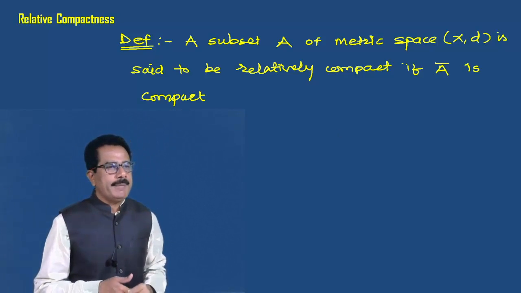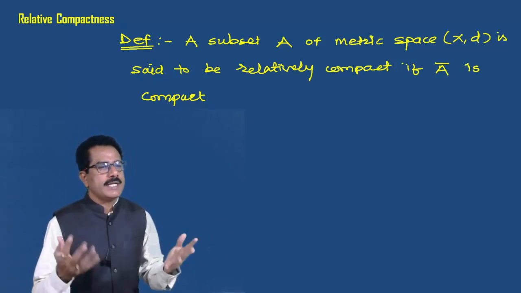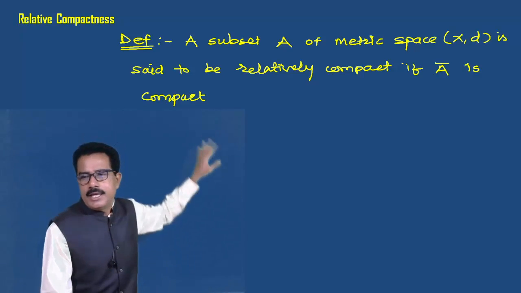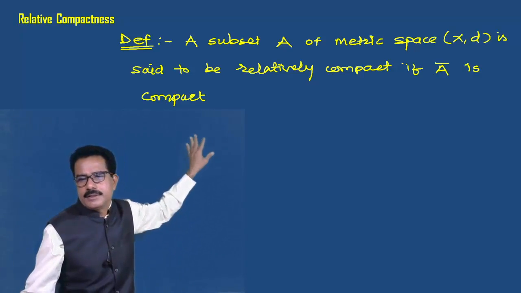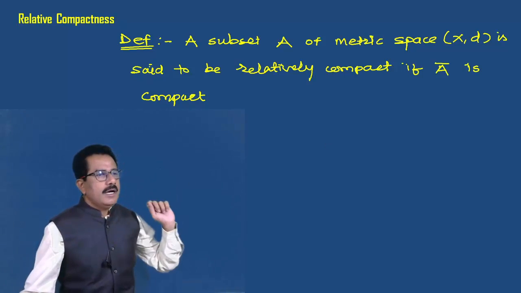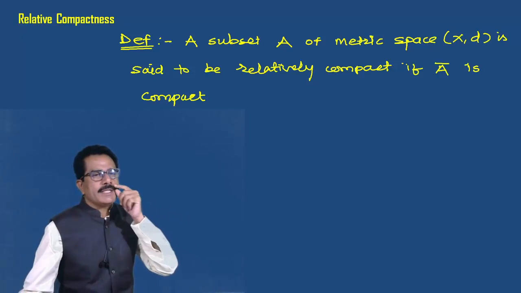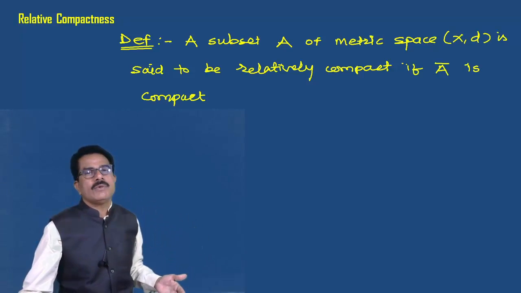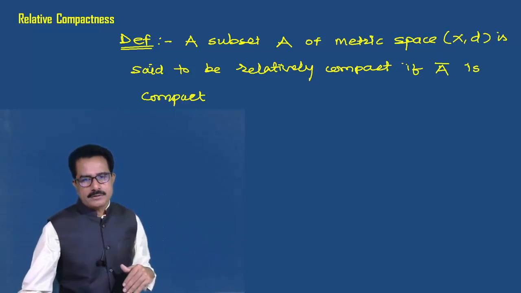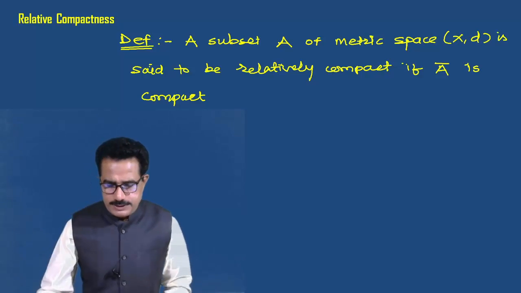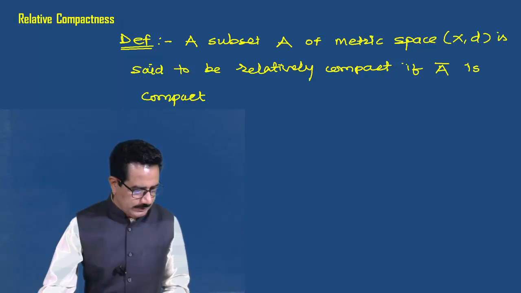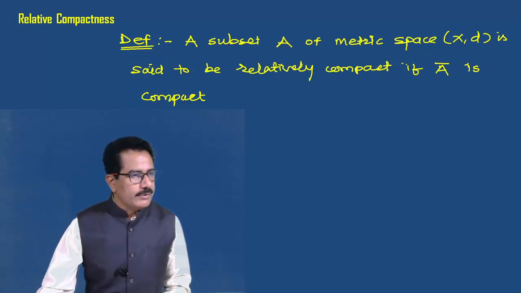A subset capital A of a metric space X, d is said to be relatively compact if A bar is compact. A subset capital A of a metric space X, d is said to be relatively compact if A bar is compact. Now see this, the concept regarding relatively compact. We shall discuss this.